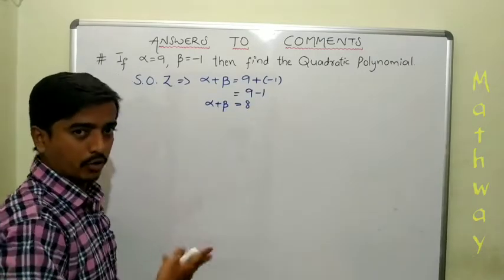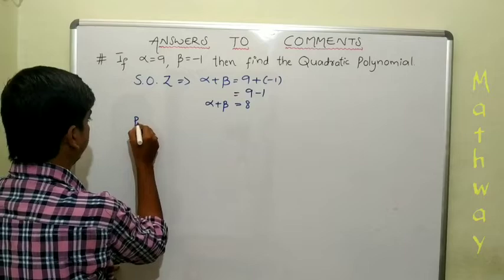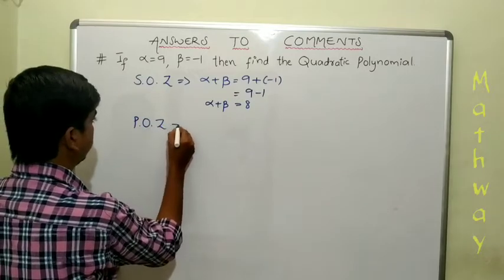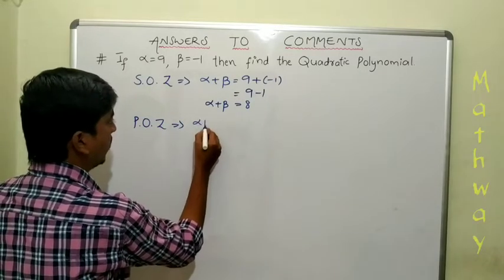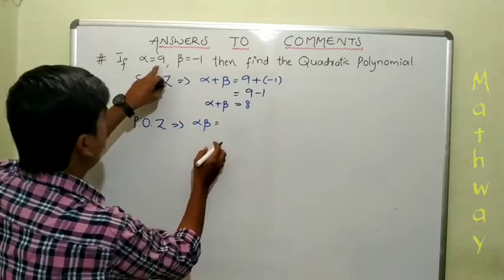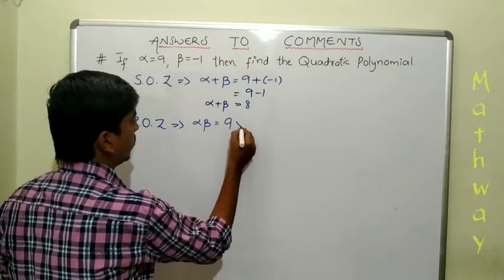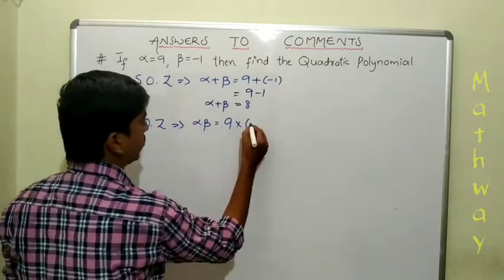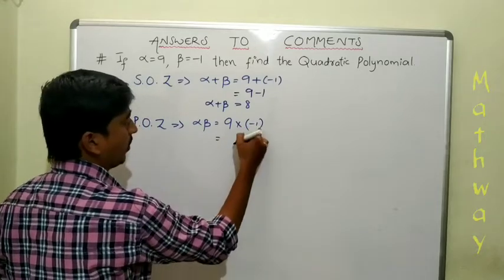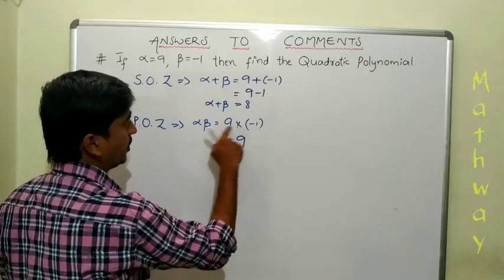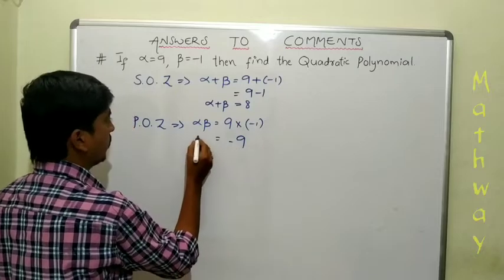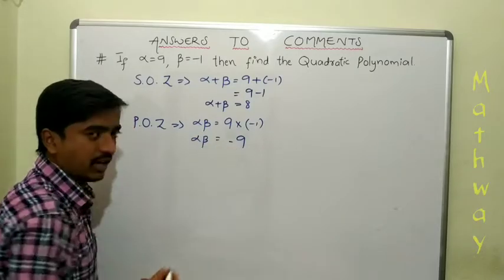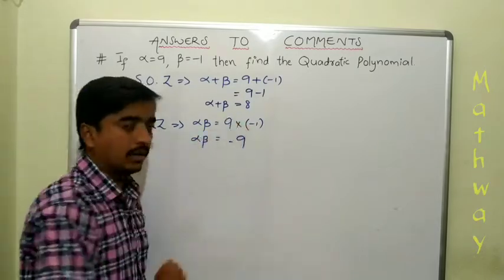Next, take the product of the zeros. It is alpha into beta. So alpha is 9 into beta, which is -1. So 9 ones are 9, and plus into minus is minus. So the product of the zeros is -9, and the sum of the zeros is 8.